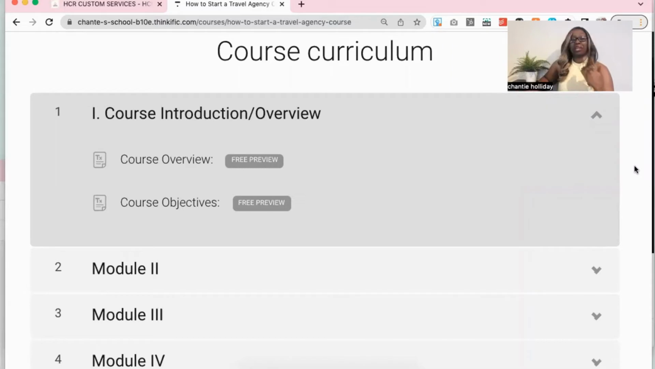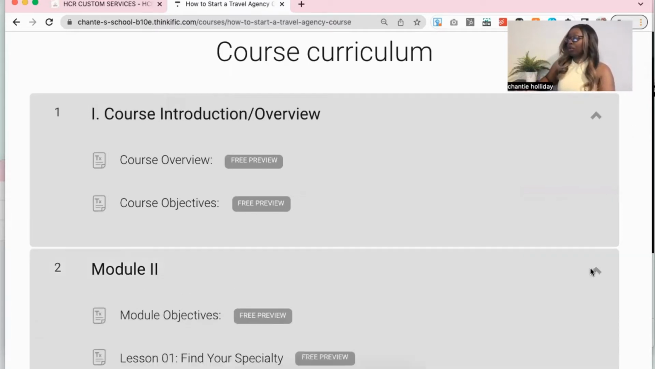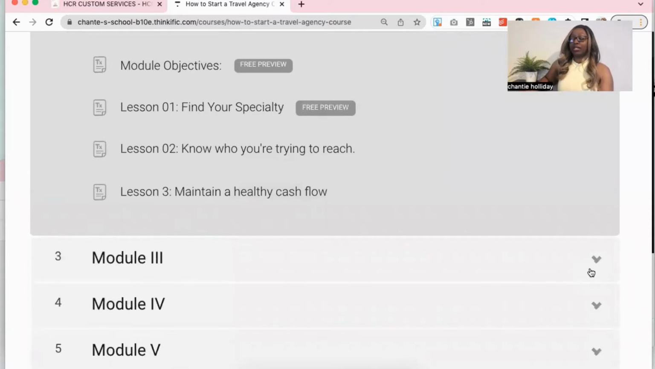So here on my screen, you'll be able to see the course curriculum. The first module is the course introduction overview, which basically sets the foundation of the course. It tells the student what to expect and gives just a glimpse of what they're going to be covering in all the modules to come. Module 2 will cover the module objectives. You'll be able to find your specialty, know who you're trying to reach, and maintain a healthy cash flow in lessons 1, 2, and 3.